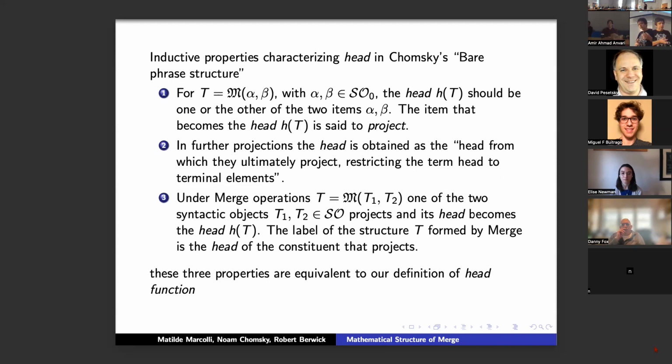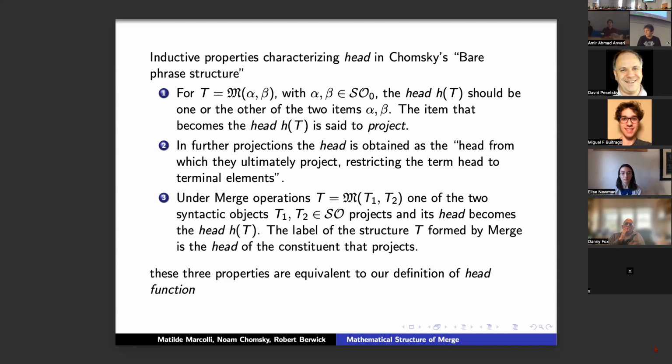So you basically inductively, whenever you put two things together with a new root by merge, one of them projects, and then the head of the whole thing becomes the head of either one or the other, which inductively tells you how to go down. And it's very easy. We have a small lemma in the paper that's easy to show that this definition is the same as the definition that I just gave a moment ago. So it's another way of describing the same thing.